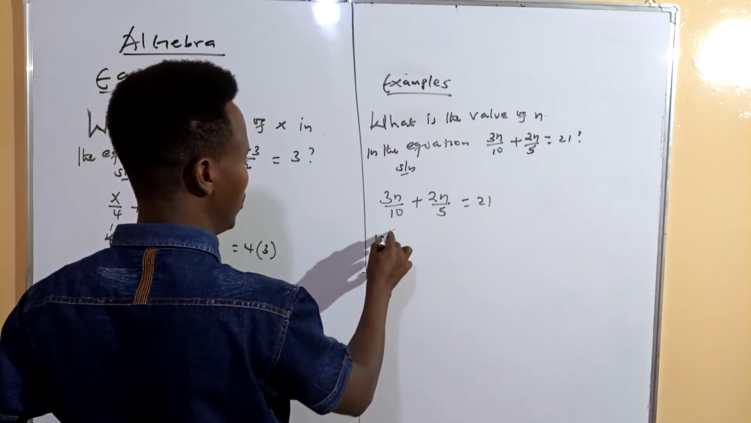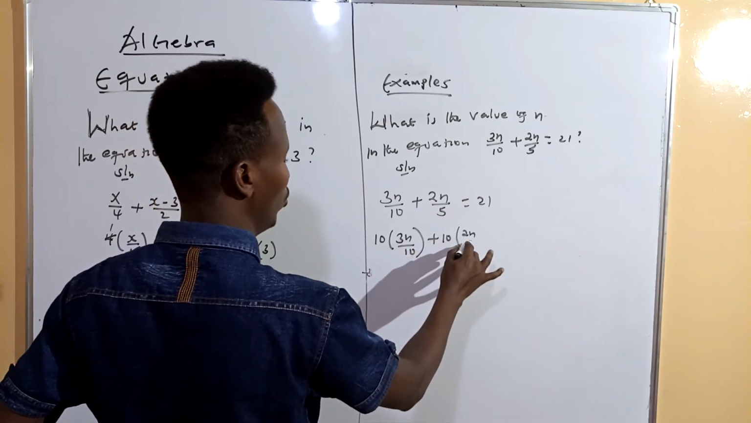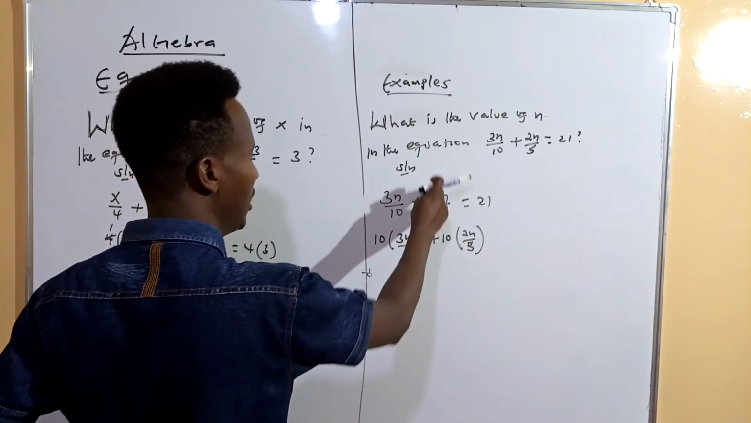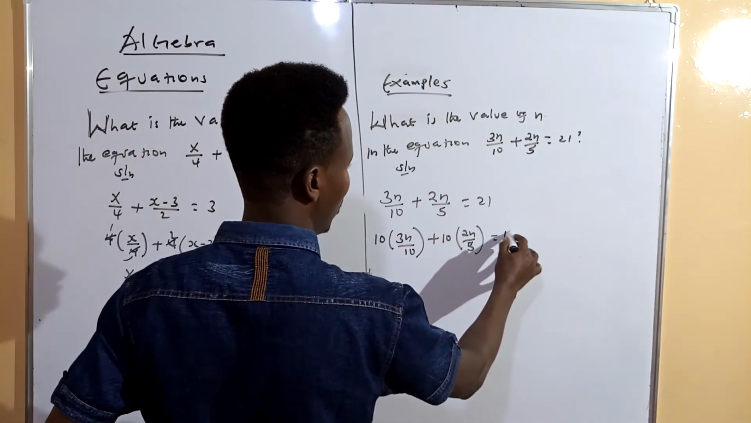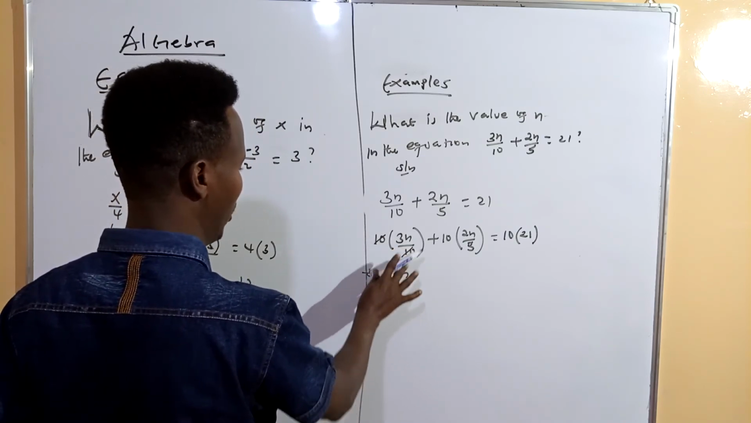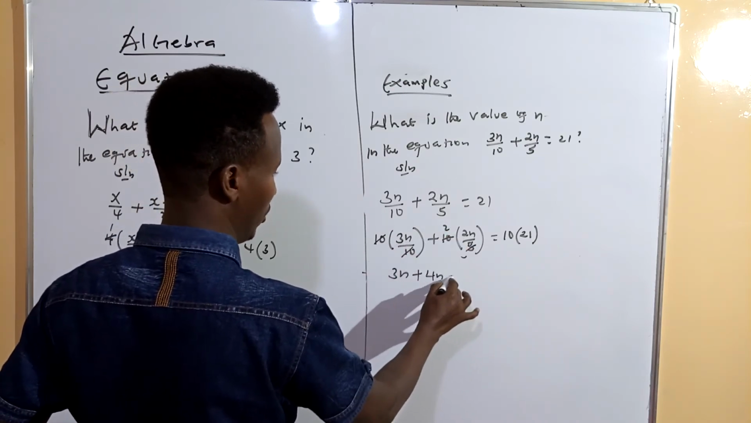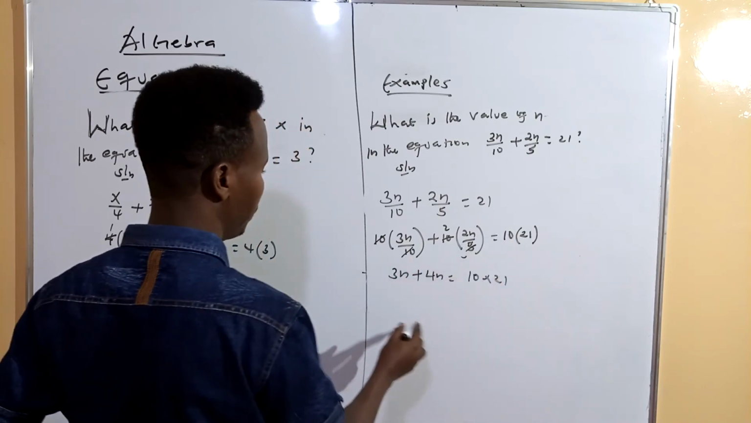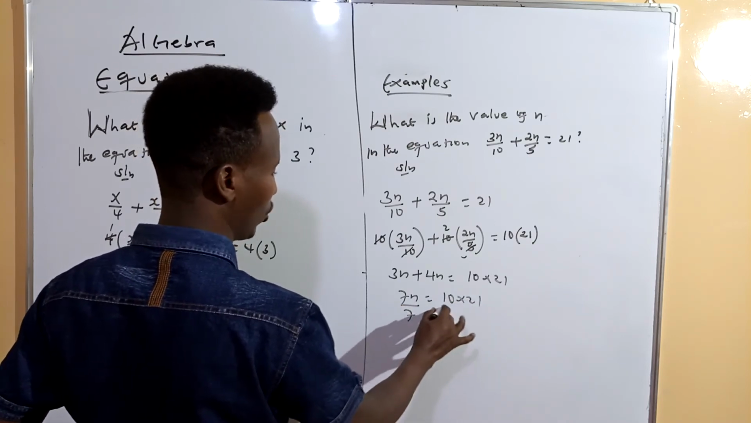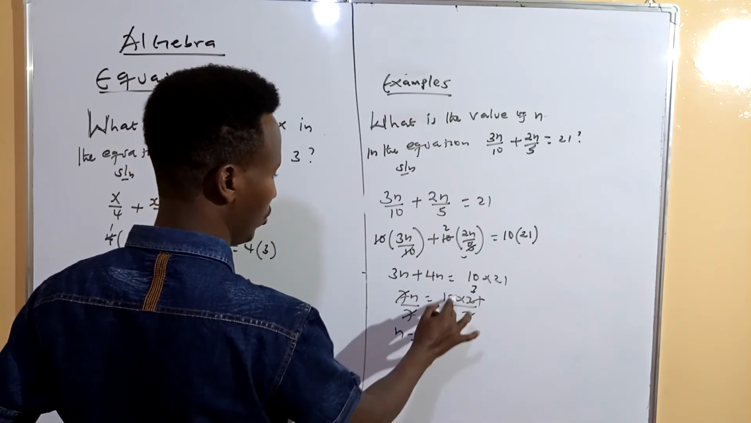The LCM is 10, so you're going to say 10 into 3n over 10 plus 10 into 2n over 5 is equal to 10 into 21. The 10s cancel, so we have 3n. Then 5 into 2 is 10 divided by 5 gives 2, so plus 4n is equal to 10 times 21. Then here we'll have 7n is equal to 10 times 21. To get the value of n, divide by 7 on both sides; 7 into 21 gives 3. So n is equal to 10 times 3.